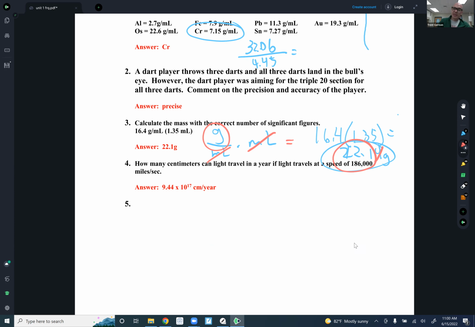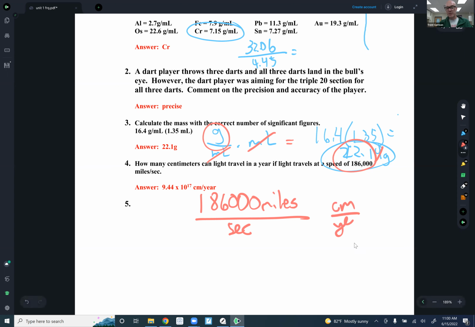So this is a metric conversion problem. If I am going 186,000 miles per second, that's a very fast object. How fast, that's going to destroy something. But I want it to know how many centimeters in 1 year. So that's what we're going to convert this to. So we have to know a lot of our conversions to do this.